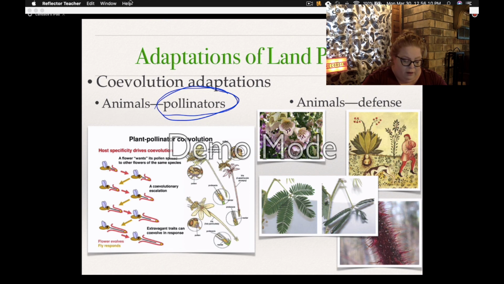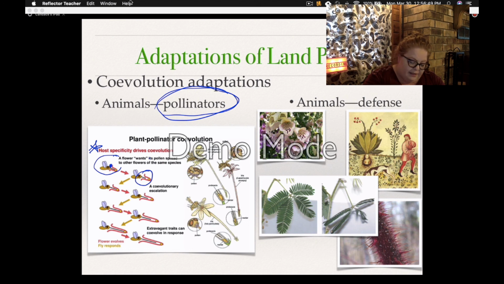Okay, and so you can see this is that coevolution that we talked about, where you have one organism developing an adaptation, and then the organism that is associated with it also having to adapt, and it just kind of continues going. So you can see here, we have this fly that wants this nectar. Okay, well, the flower wants, we're generalizing here, but the flower wants its pollen to be spread, and so it wants the fly to get closer into the flower.